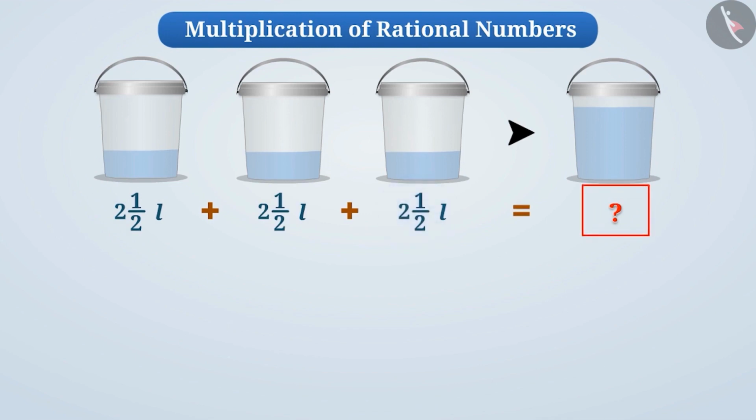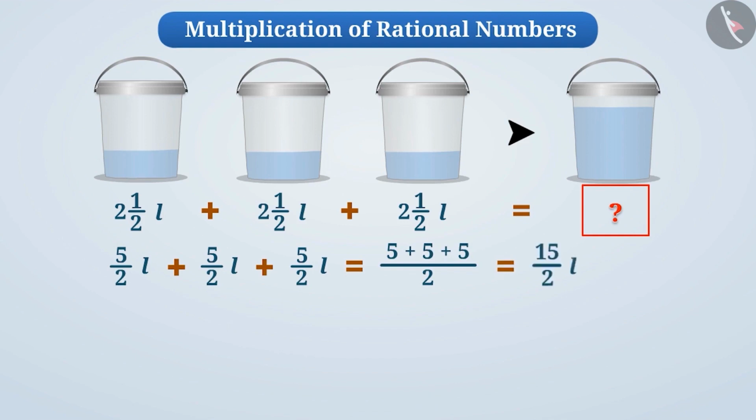Since we write 2.5 as 5 by 2, we can also find the result from 5 by 2 liters plus 5 by 2 liters plus 5 by 2 liters. Here, all rational numbers have the same denominator, so we will add the numerators by keeping the denominator the same. This will give us a result of 15 by 2.